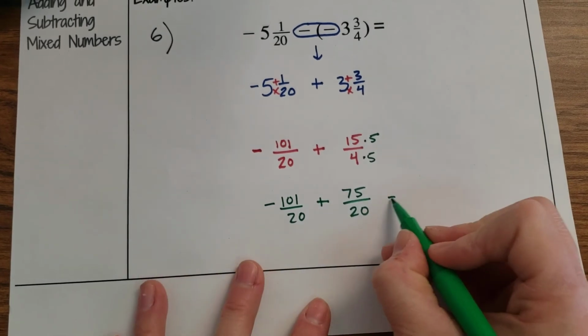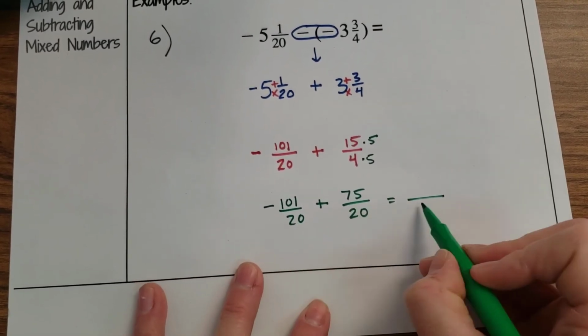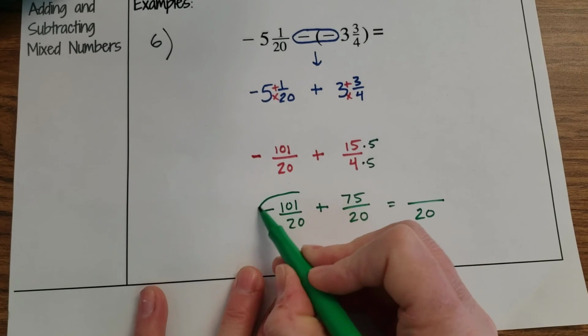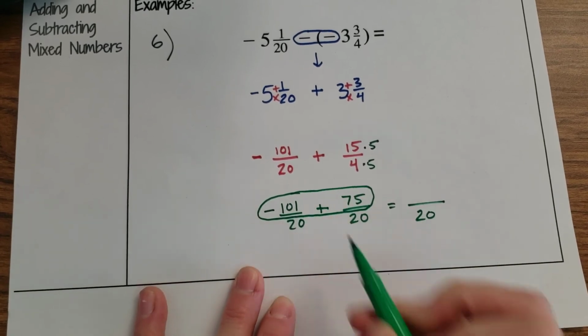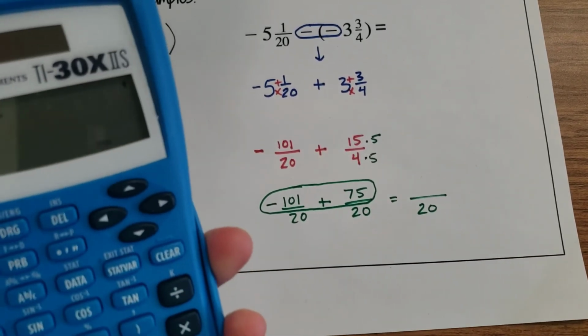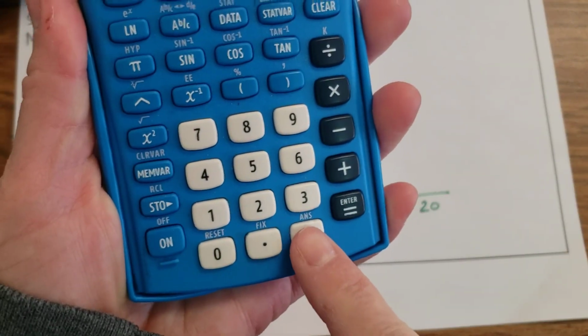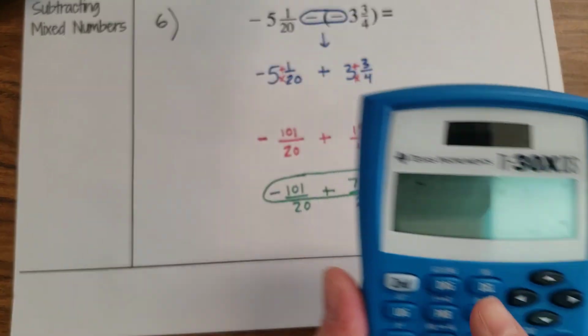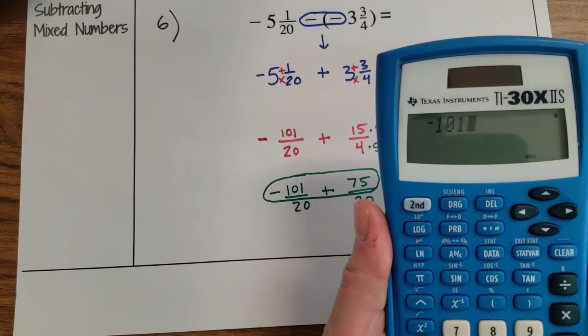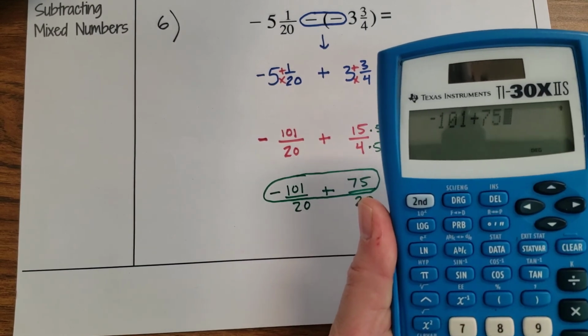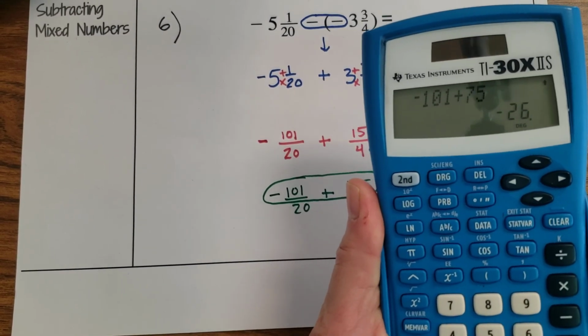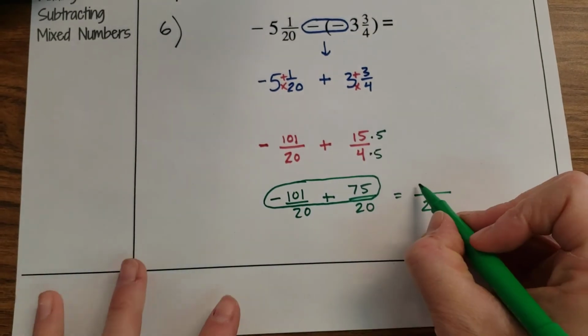Woohoo! All right, let's go ahead and add 20ths, 20ths. We're going to keep 20ths, but we're just going to look at the numerators here. This is what we're adding. So you might need a calculator for this, and that's okay. Remember the negative sign. We want to put negative, and that's 101. And then we want to add 75. My calculator says negative 26.